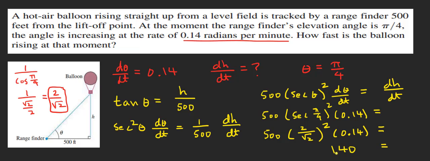So dH over dt is going to be 140 feet per minute. So how fast is the balloon rising at that moment? At the moment when theta is pi over 4, the balloon is rising at 140 feet per minute. And since dH over dt is positive, it means the h was increasing. Let's say the balloon was coming down. Then dH over dt will be negative.